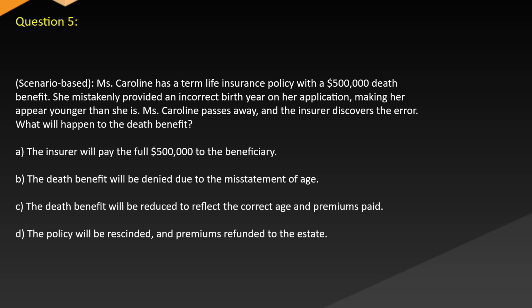A. The insurer will pay the full $500,000 to the beneficiary. B. The death benefit will be denied due to the misstatement of age. C. The death benefit will be reduced to reflect the correct age and premiums paid. D. The policy will be rescinded and premiums refunded to the estate.